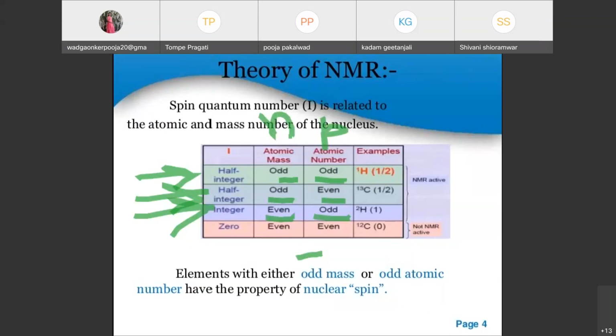Yes guys, please tell me. C13 is NMR active. Are you guys clear with this?